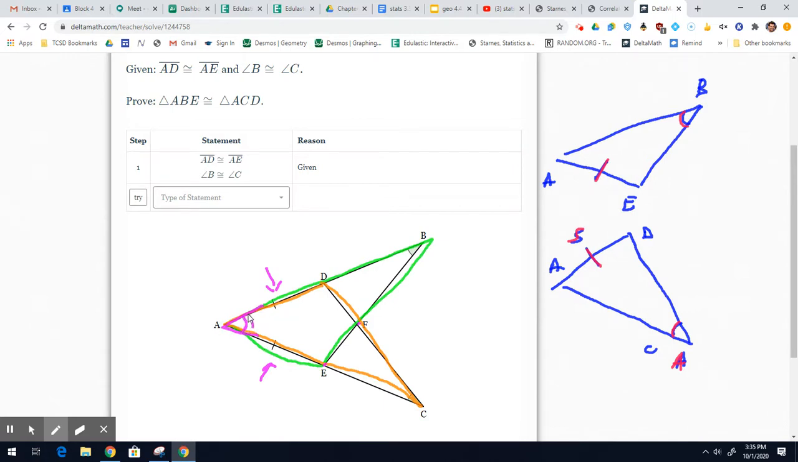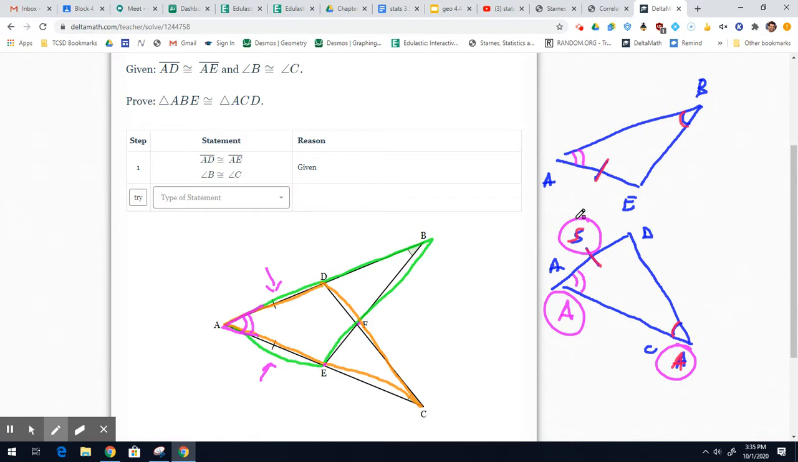This angle is going to be congruent to itself. This is another way to use the reflexive property, but for angles. This angle A is going to be your second angle in these two triangles, and you're going to have angle, angle, side as your way to prove them congruent. So again, this is like a visualization nightmare for some people. I get it.